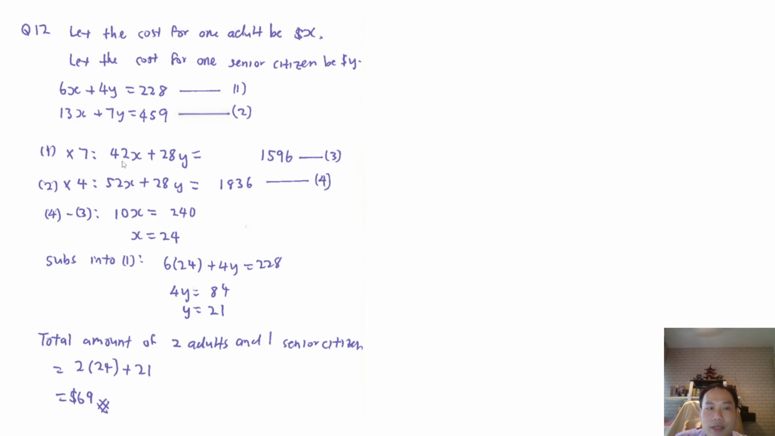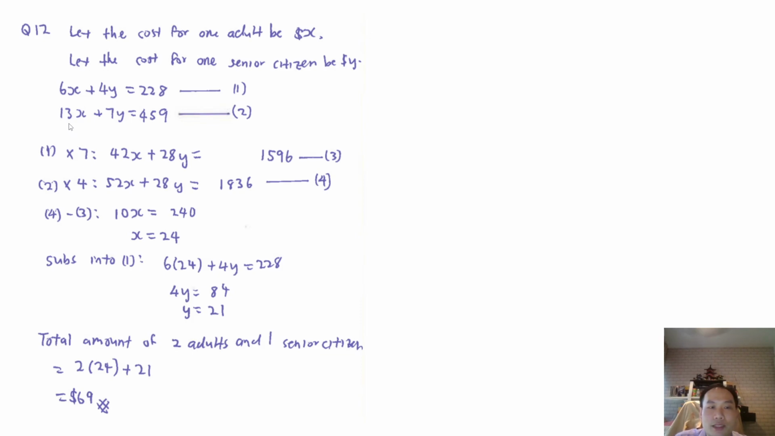So 6x times 7, 42x. 4y times 7, 28y. 228 times 7, 1596. So let's write it down properly. Call this equation 3. And then we are going to take the second equation and multiply by 4 in order to get the same coefficient for y.